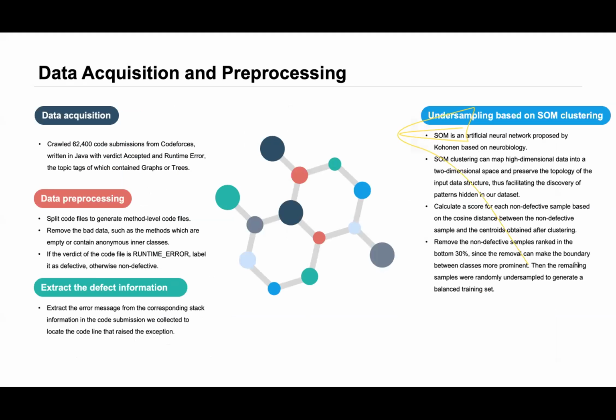Most of the datasets used in previous studies cannot provide the specific code lines where defects exist, making it impossible to evaluate our defect localization method. Therefore, in our experiment, a method for collecting a defect dataset is proposed. We use Python to crawl the code submissions from code forges as the data source. It allows us to get the exact location of defects by analyzing the stack information in the code submissions we collected.